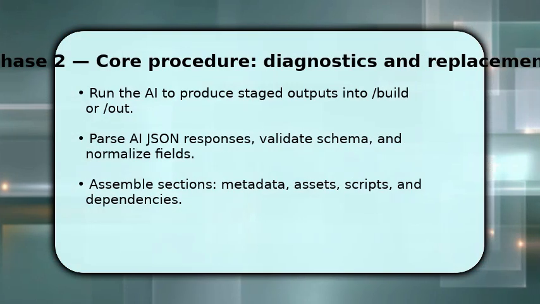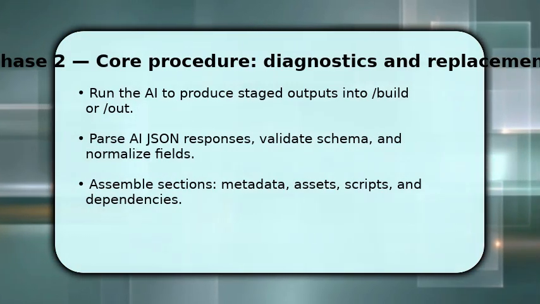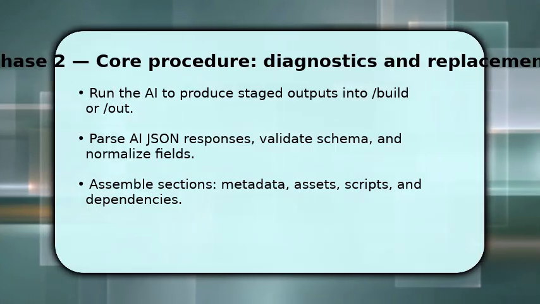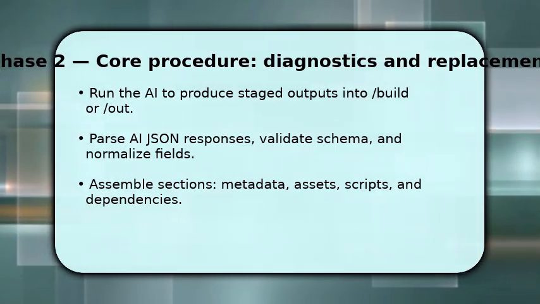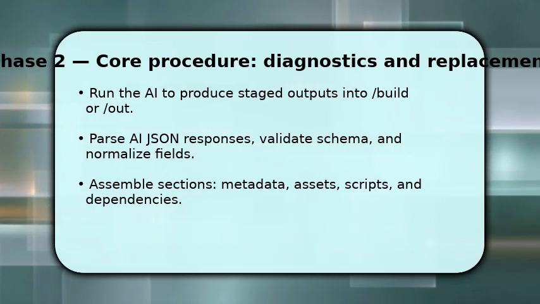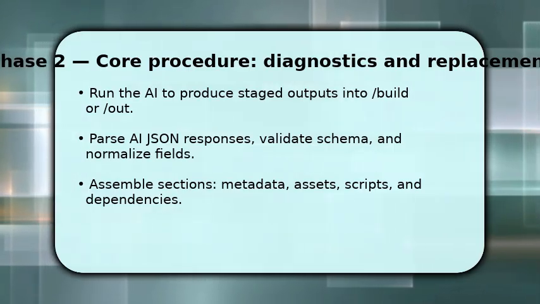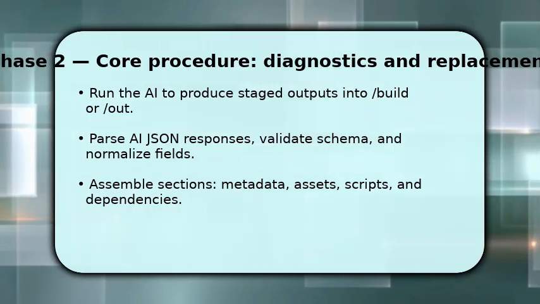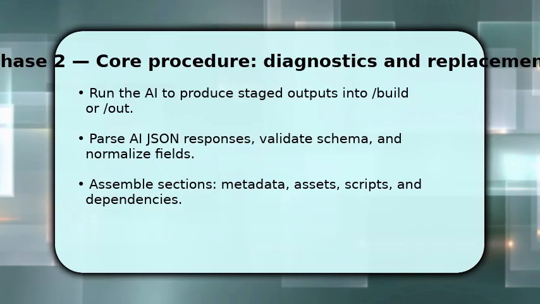You now generate and assemble the project file. Run your prompts to produce staged outputs into a build folder, then parse AI JSON responses and validate them against your schema. Once validated, normalize fields like names, timestamps, and paths.